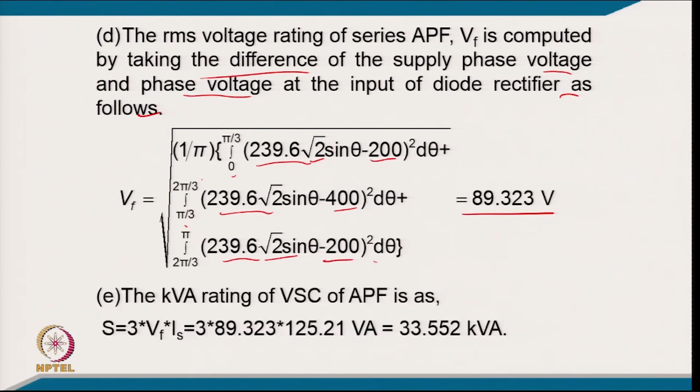it comes to only 89.323 volt, and the kVA rating of the voltage source converter of the series active filter will be 3 into Vf into Is. So it will be 3 into 89.323 into 125.21 VA. So it comes to 33.552 kVA. Like, can we stop here? Okay.